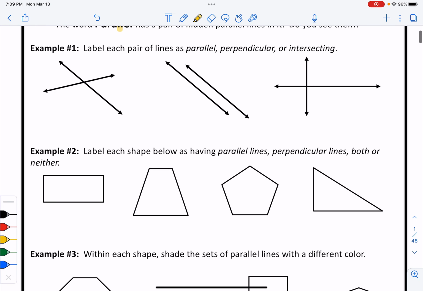Okay, this first example wants us to label each of the pairs as either parallel, perpendicular, or intersecting. So let's look at this first one. I'm going to do our right angle corner test. Remember, if it forms a square or even a rectangle, it's going to be a right angle. This does not form a square or a rectangle. This is not a right angle, so it can't be perpendicular. It does, however, form these, so it is going to be intersecting.